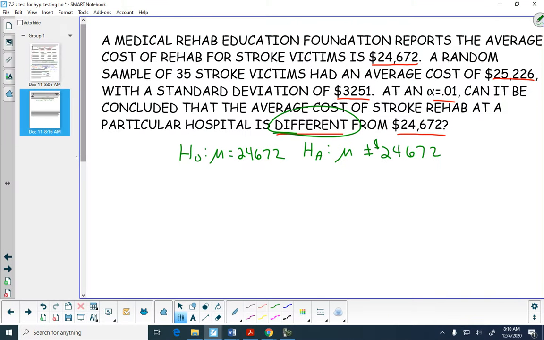So if we take a look at our values, we have mu, what's given to us, is 24,672. We have a sample mean of 25,226. We have a sample standard deviation of 3251. And we have an alpha value of 0.01.